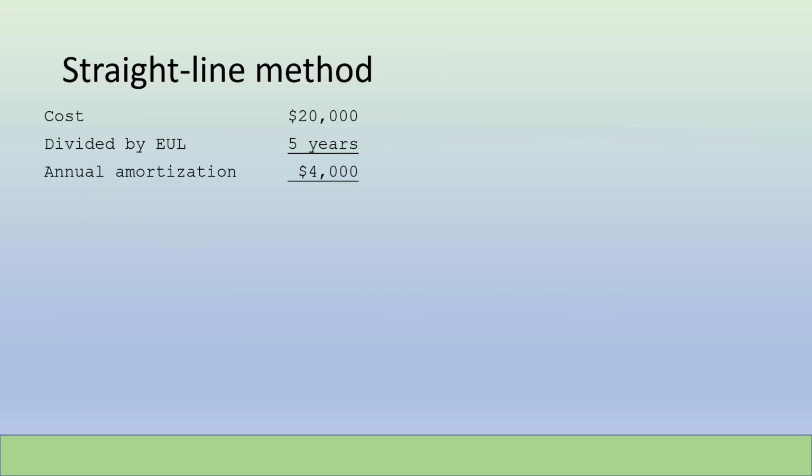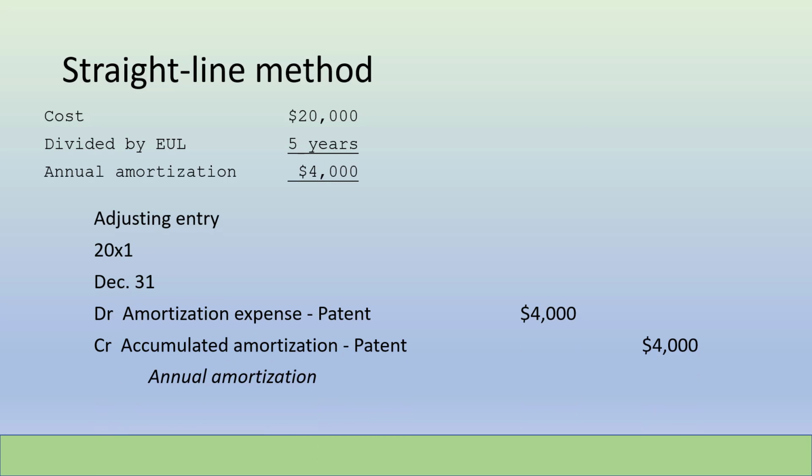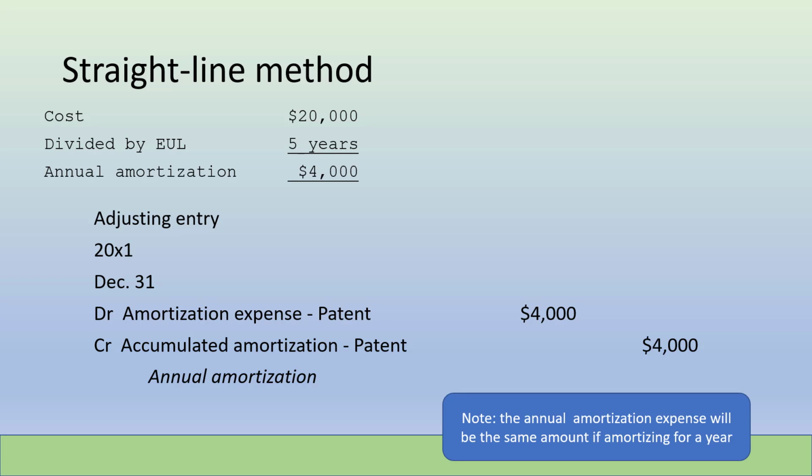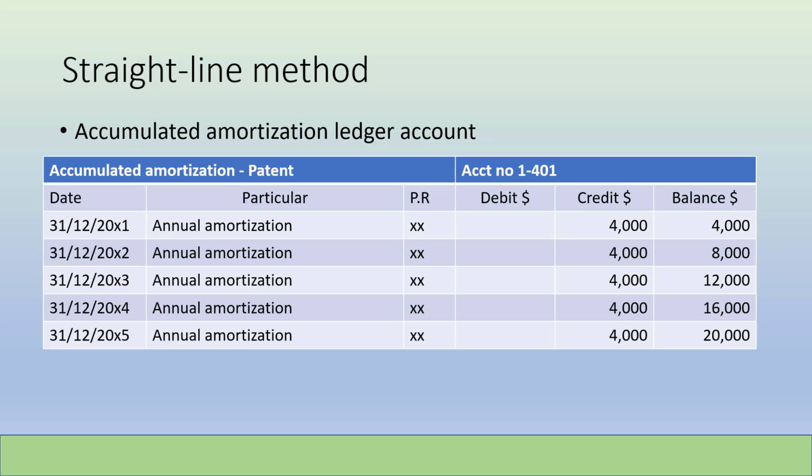From our illustration, we have $20,000 divided by the estimated useful life of 5 years. So under the straight line method, we have annual amortization of $4,000. The journal entry for the first year of amortizing the asset is debit amortization expense, patent, and credit accumulated amortization, patent, for $4,000. For every year, amortization expense will be $4,000, for the whole year. In the accumulated amortization ledger account, you can see that it is consistent at the end of each year of operation.